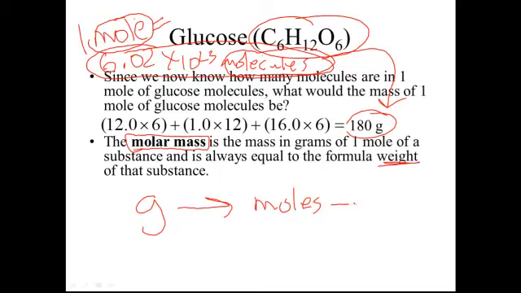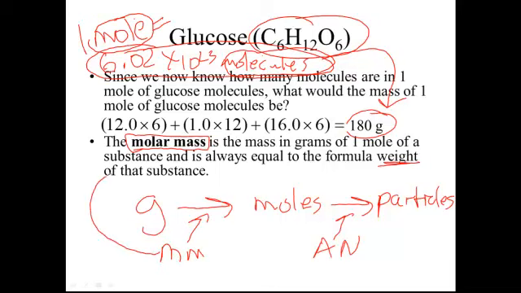And so this is going to be our way to convert from the grams of something to the moles of something. So it's basically going to look like this, where we know that to go from moles to particles, we use, I'm just going to put AN, Avogadro's number, but now we're learning that to go between grams and moles, we're going to be using the MM, which is the molar mass of that substance.